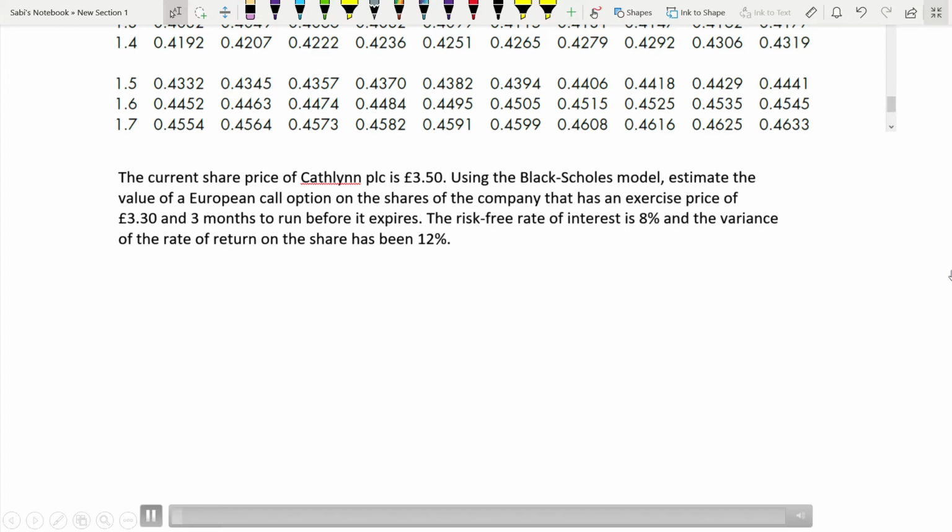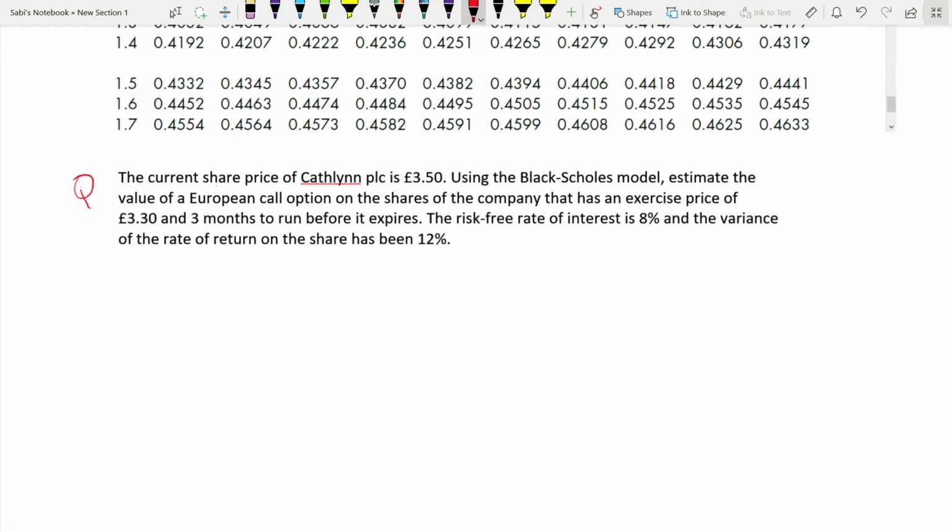So this is the question. You'll be given the current share price, which is 3.5. And remember, the Black-Scholes option pricing model you can use to value a European call option. European means you are exercising the option at the date of expiry. Only one date is there. American call option means you can exercise the option at any time.